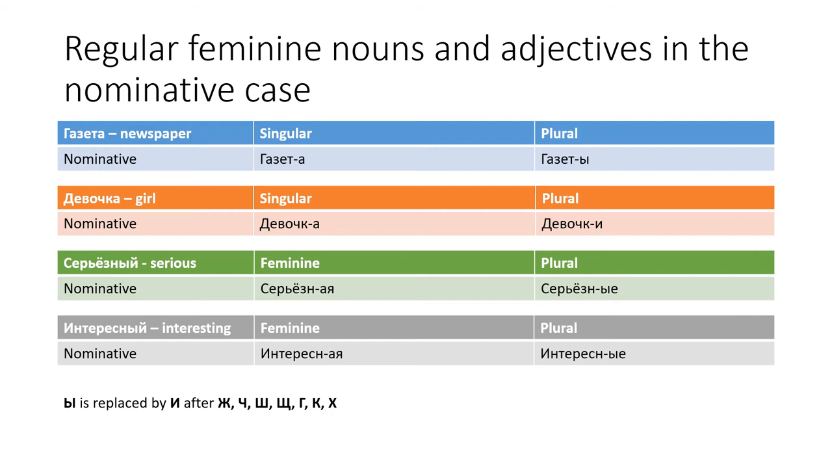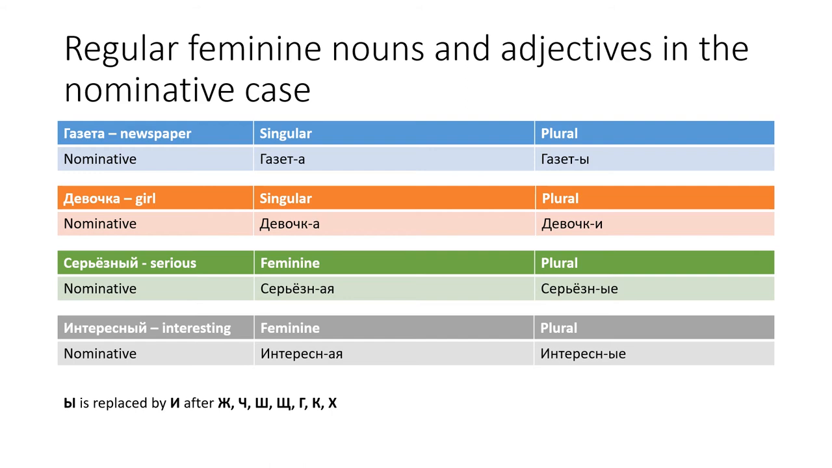So again, we've got those same adjectives that we just went through with the masculine nouns, seriously and interestingly, but you will notice that they've got different endings. So we've got seriosnaya, interesnaya. And then the plural is going to be the same, thankfully. It's quite a useful thing in the nominative. The plural is the same for all of the genders. So seriosnye, interesnye. Okay, now we're going to practice putting them together.